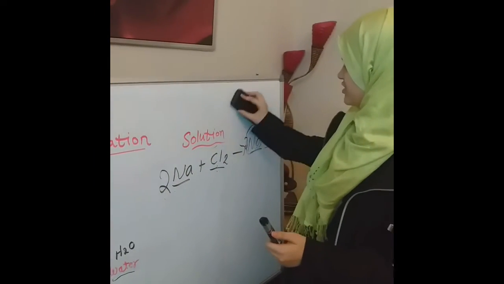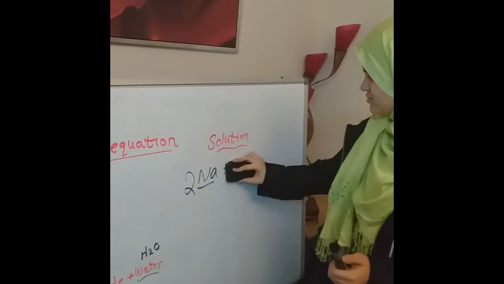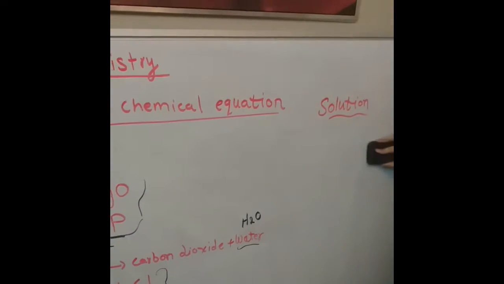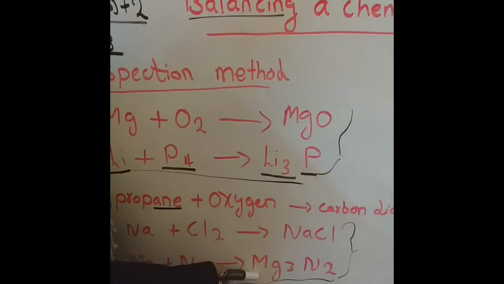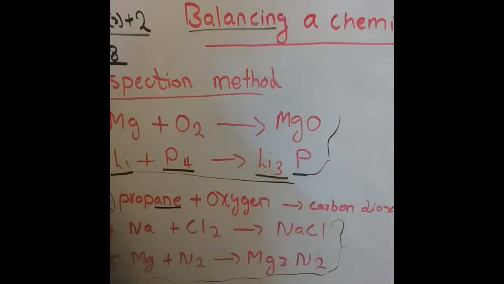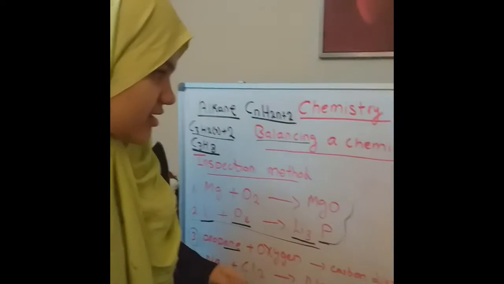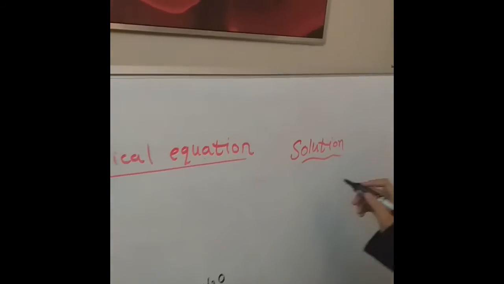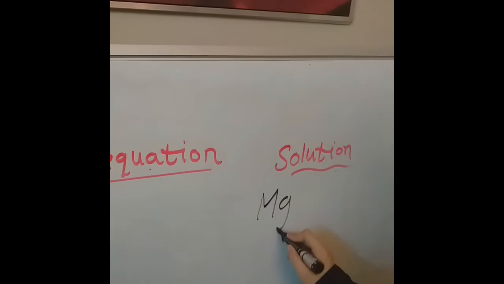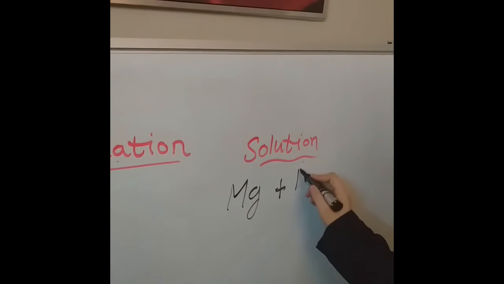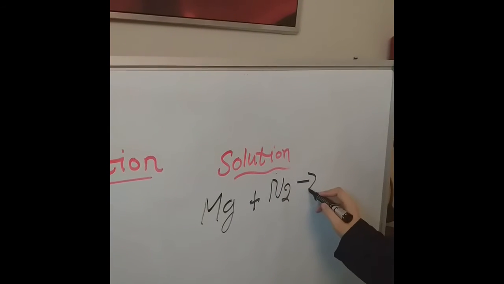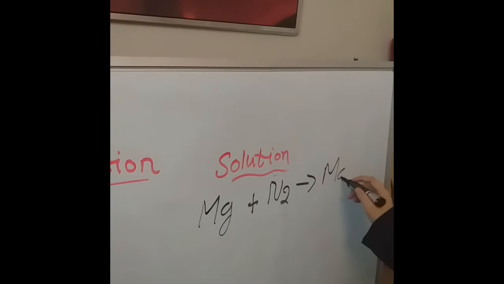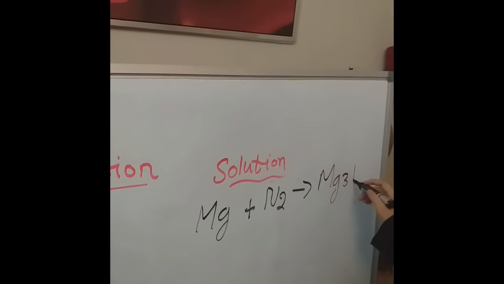Also the same as the 4th. The 5th example says magnesium plus nitrogen is equal to magnesium nitride. So let us write the chemical equation, which is magnesium plus nitrogen is equal to magnesium nitride.